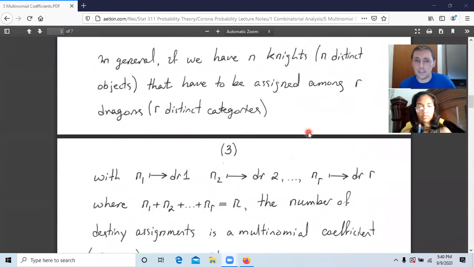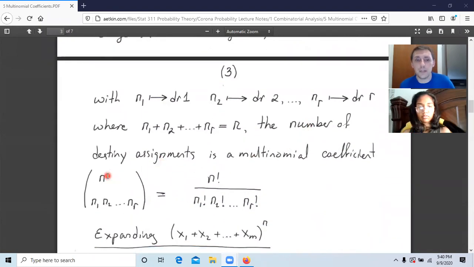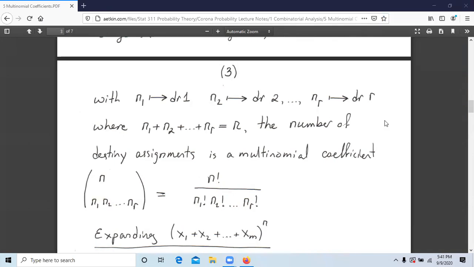Any questions on that situation? And in general, that's where we ended up: if we have n knights and R dragons, where dragon 1 wants to have n1 knights, dragon number 2 wants to have n2 knights, all the way to dragon number R, who wants to have nr knights, the number of possible destinies by which we can assign those knights is n factorial divided by n1 factorial, n2 factorial, all the way to nr factorial. Everything clear? Wonderful, thank you.